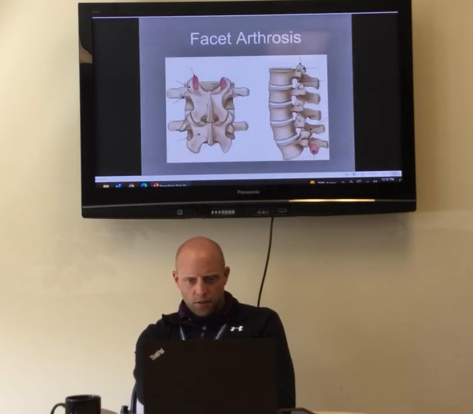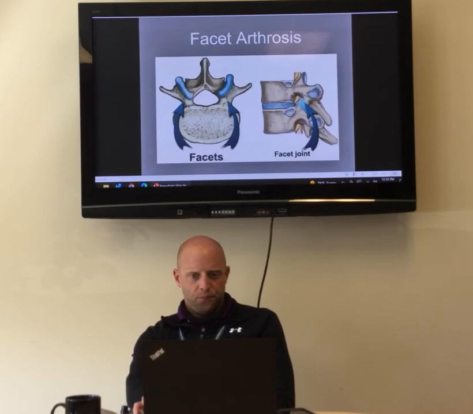There's another good picture of the joint. You can see these holes here, the foramen where the nerves come out, and then also the spinal canal itself. If these joints begin to get bigger and bigger, you can see where it can cause problems with narrowing these areas.